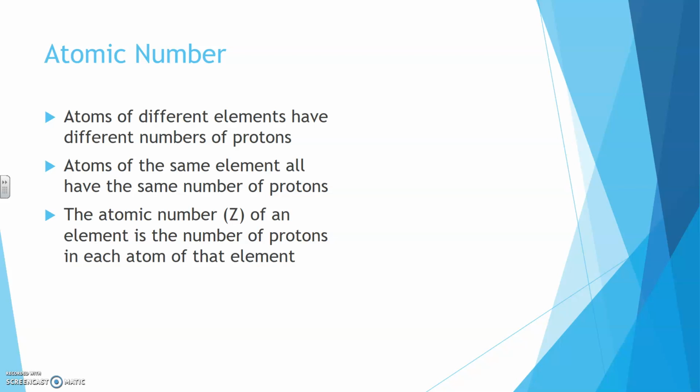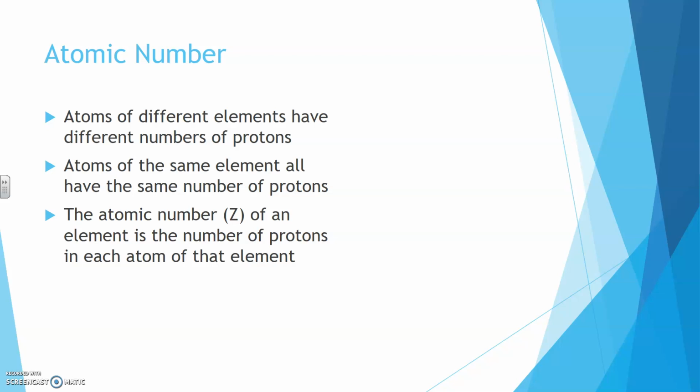The atomic number is shown as a capital Z. Again, don't ask me where these letters come from. It's like they used all the ones that made sense and then had all of these random ones left over that they just started assigning randomly to things. So the atomic number Z is the number of protons in each atom of that element.